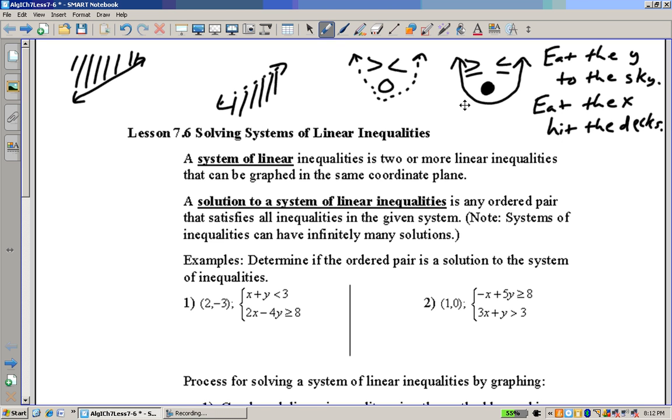And so when you are looking at these, of course, you have the young man dotted, old man solid, and if the little alligator, for lack of a better term for it, the inequality symbol, is eating the Y once you have it in slope-intercept form, then you shade to the sky. If it's eating the X when you have it in slope-intercept form, you shade to the sides. Very important. For this to work, it has to be in slope-intercept form.